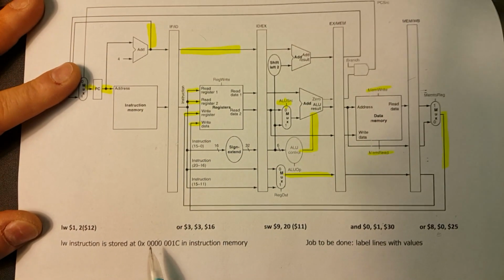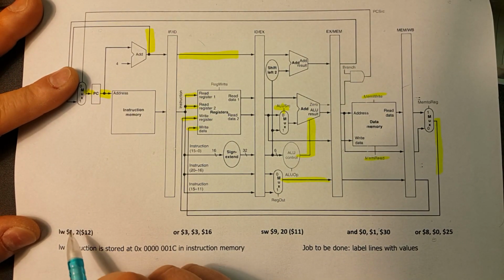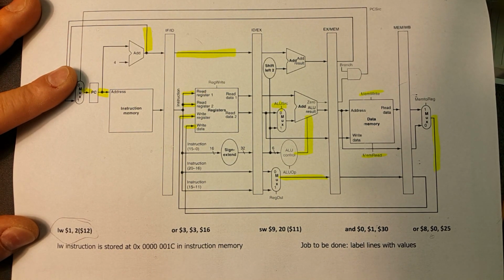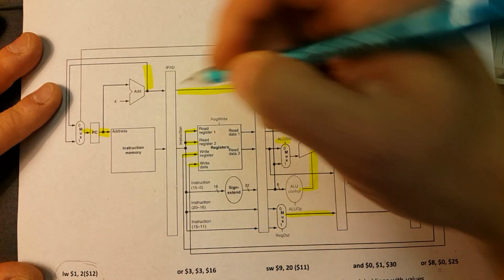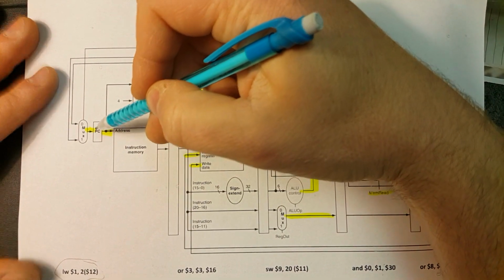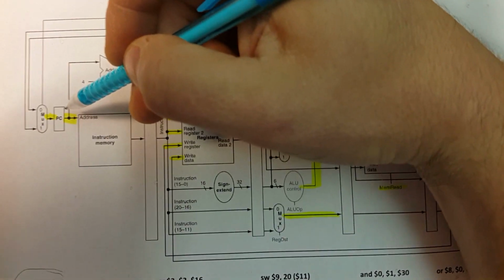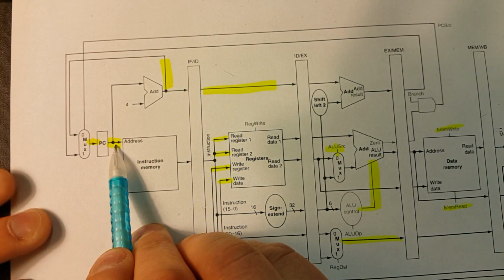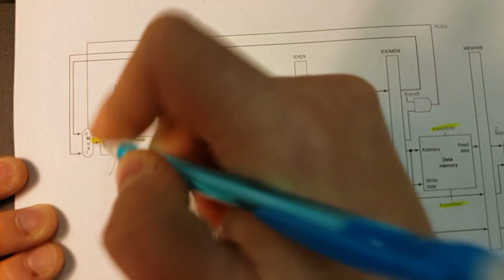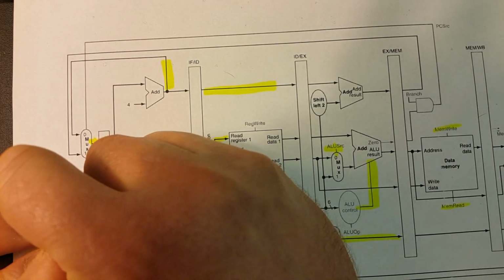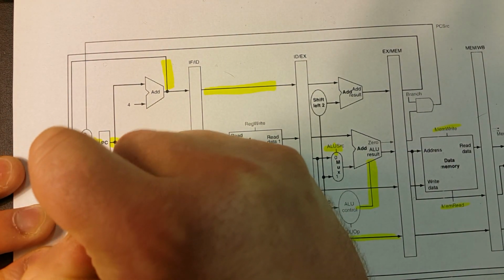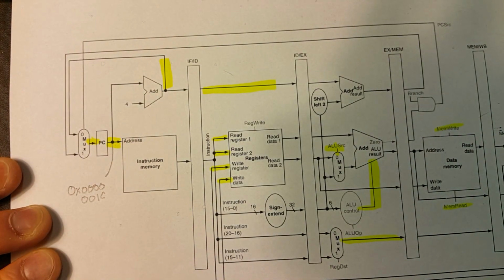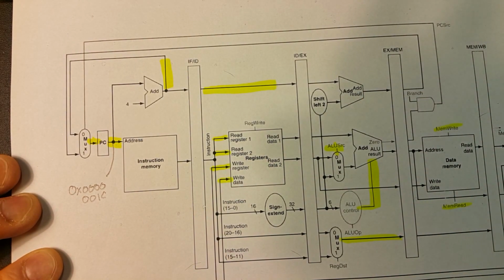Now, one of the things that we note is that the load word instruction is stored at 0x1C in instruction memory. Okay? So that means contained within this PC must be the address of the instruction that we're working on. So that is going to have to be 0x0000001C. Now, we want to make sure to note that.